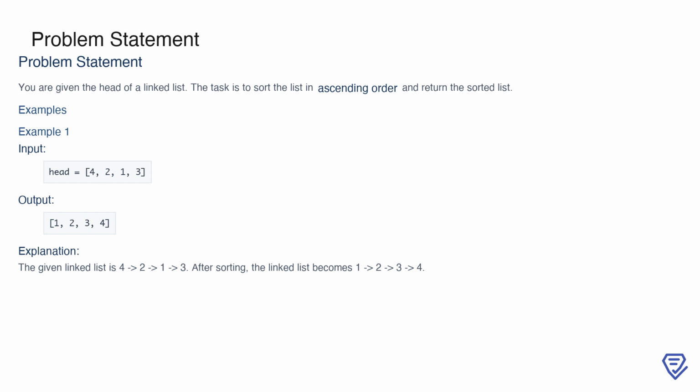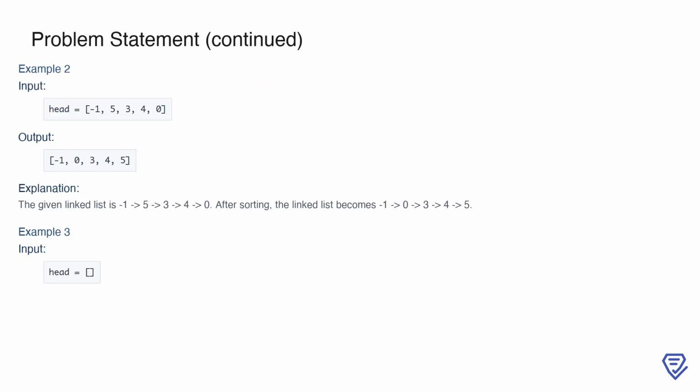Let's take a look at the first example. The input linked list is 4, followed by 2, then 1, and finally 3. When this list is sorted, the output becomes 1, followed by 2, then 3, and finally 4. The goal is to transform the input list into this ordered structure while maintaining the constraints of the problem.